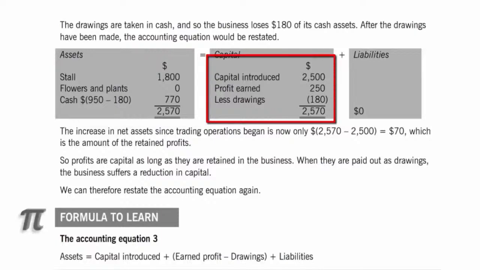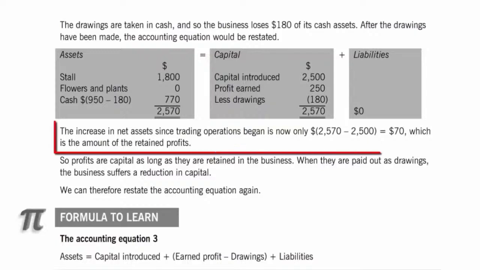Adjusting the capital side. On the capital side, we see how the drawings impact the owner's equity or net assets. Here's how it breaks down. Capital introduced by Neelam at the beginning, $2,500. Profit earned by the business on July 3rd, $250. Less drawings, amount taken out by Neelam, $180. After subtracting the drawings, we end up with a total capital of $2,570, which matches the total assets of the business.